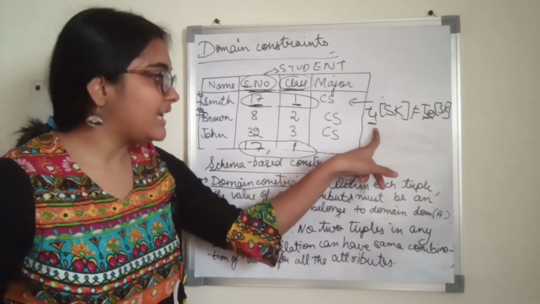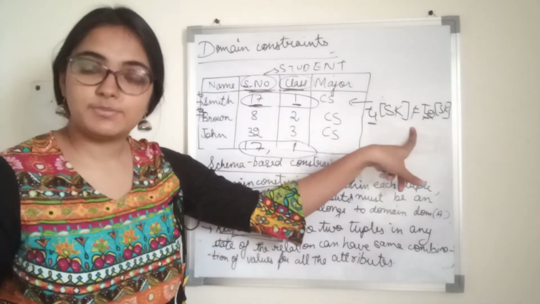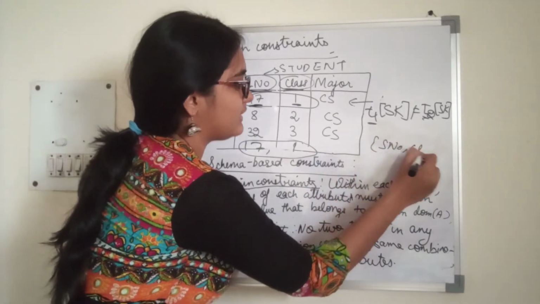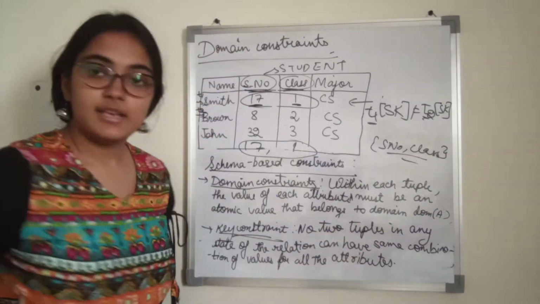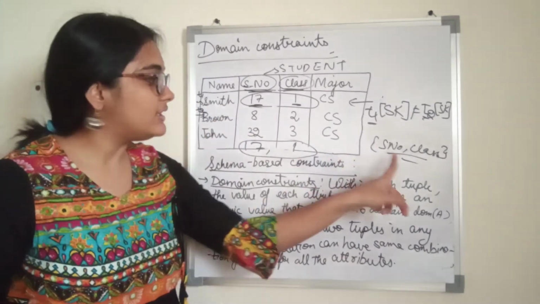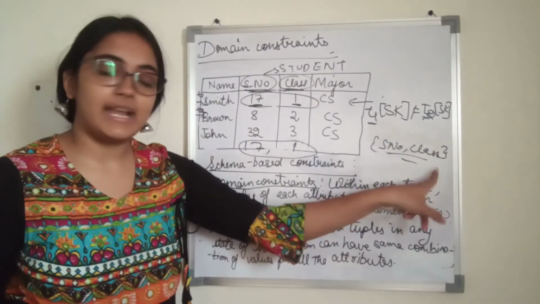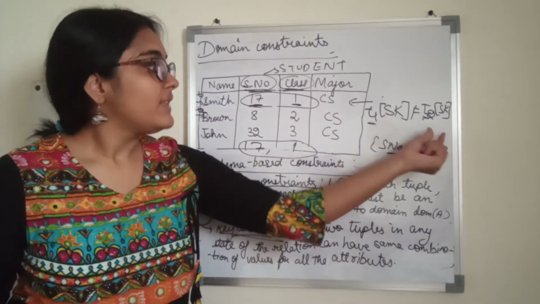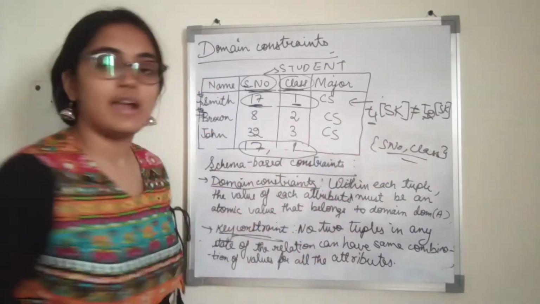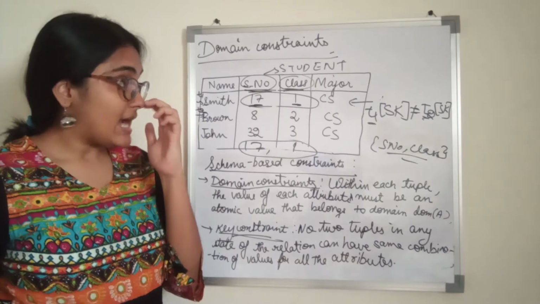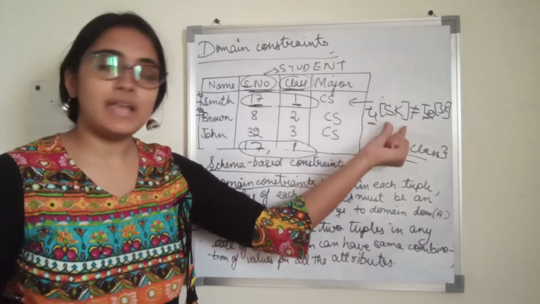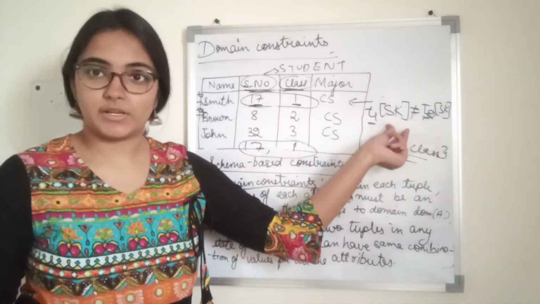Then the value of T1 for this particular set of attributes, SK, which is student number and class. What I mean to say is, T1[SK] means the value of tuple T1 for these two attributes, student number and class, and it cannot be equal to that of any other tuple T2. It cannot be equal to T2's super key value. That means no two tuples can have the same combination of values for these attributes specified by SK. That is the meaning of super key. I hope you got it.